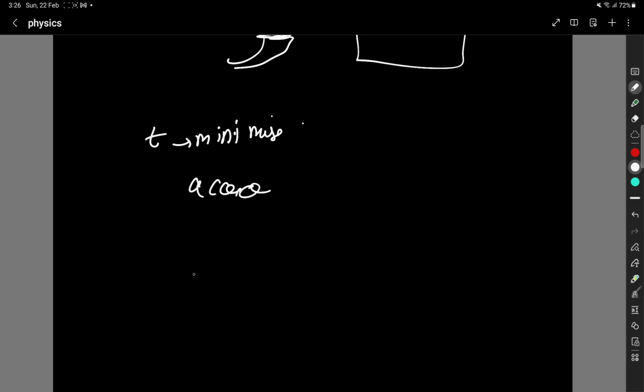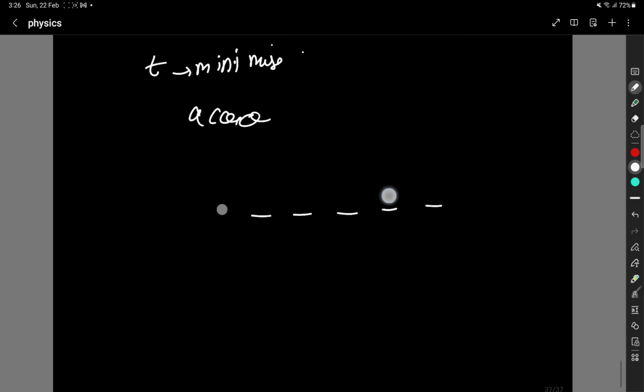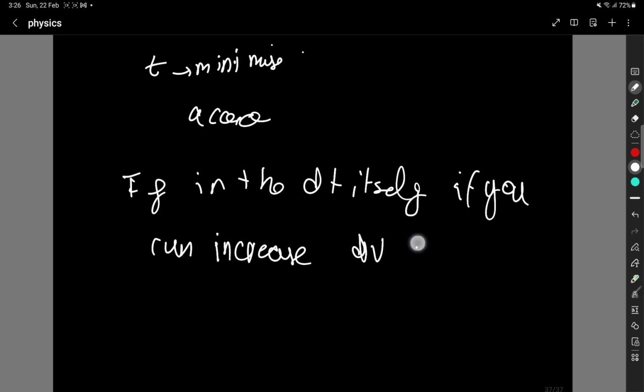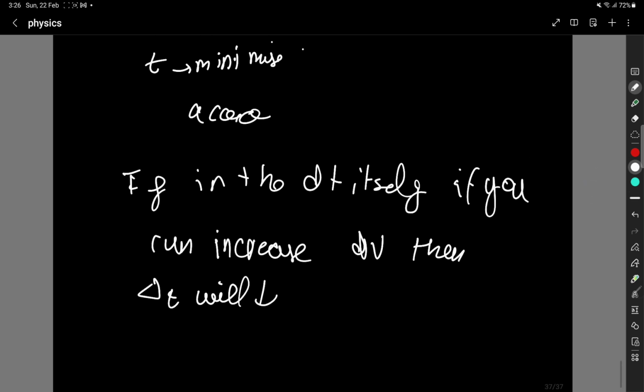Like, at any given instant of time, if in the dt itself you can increase dv, then delta t will decrease, right? Like if today itself you do all your homework, then throughout this week you'll have to do a lesser amount of homework.